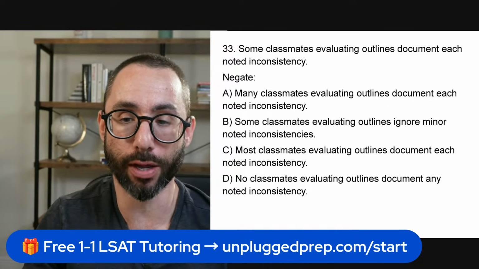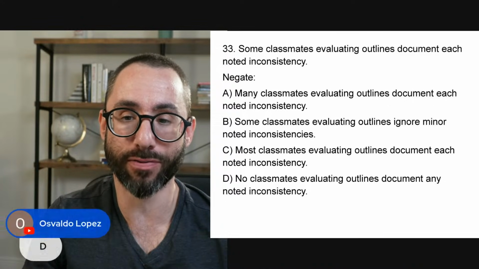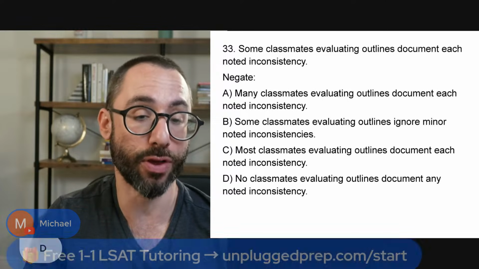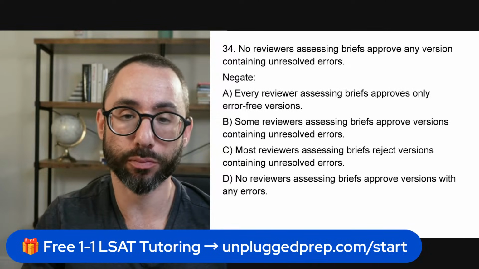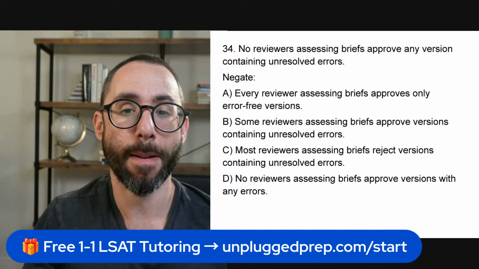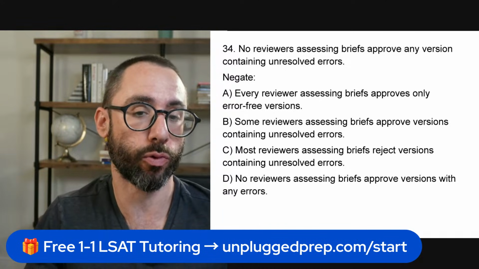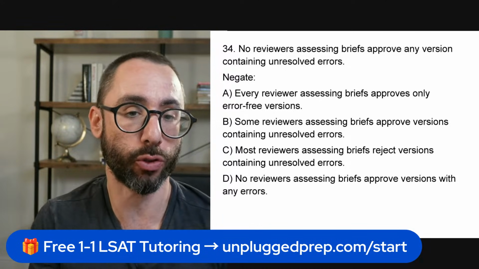I see a ton of you got it. We have here Passion, Autumn, Osvaldo, Luke, Zuli, Michael all saying D. Well done. D is, in fact, correct. On to 34. No reviewers assessing briefs approve any version containing unresolved errors. What is the logical negation?